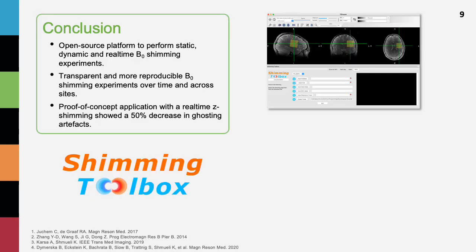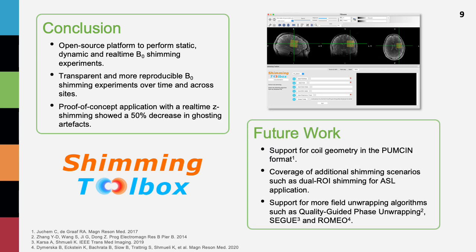To conclude, Shimming-Toolbox is an open source platform to perform static, dynamic, and real-time B0 shimming experiments. The Shimming-Toolbox was tested for proof of concept with a real-time Z shimming experiment, which showed a 50% decrease in ghosting artifacts. We are actively working to improve the toolbox.